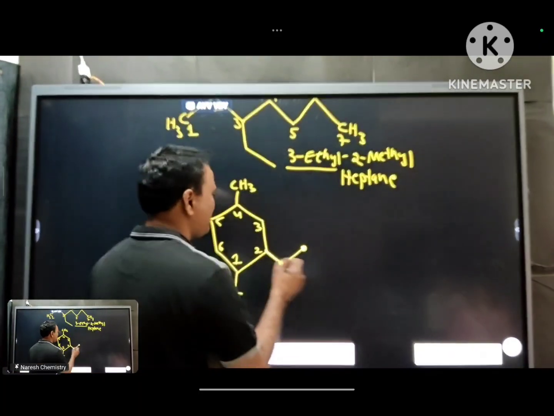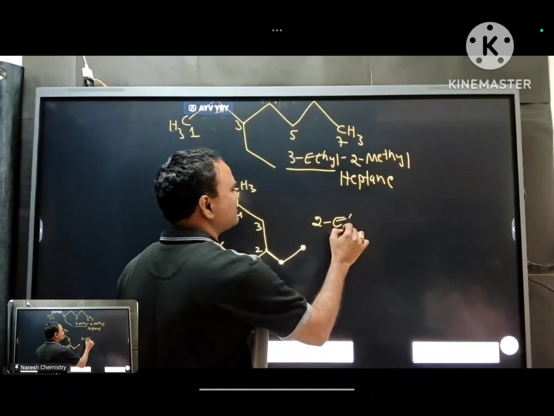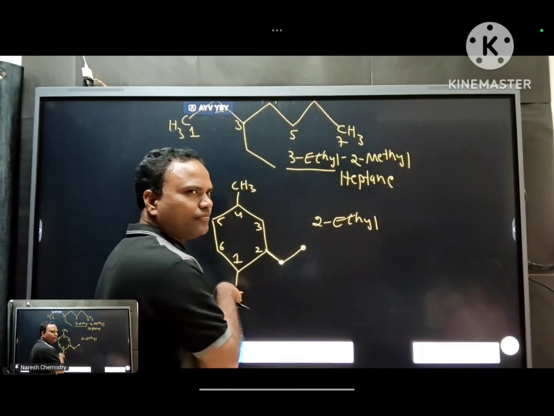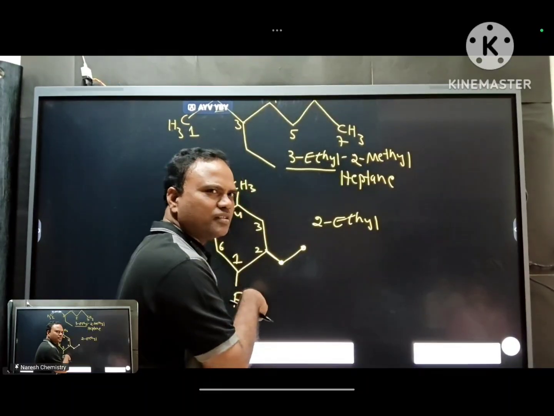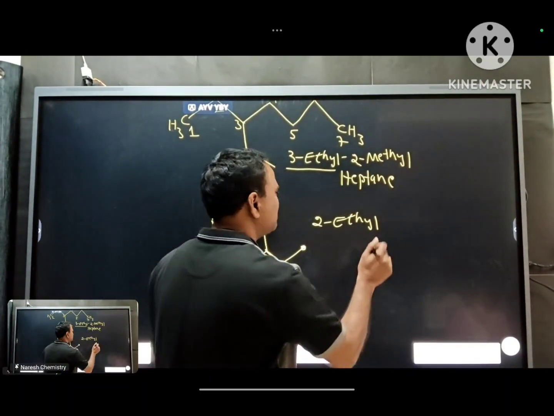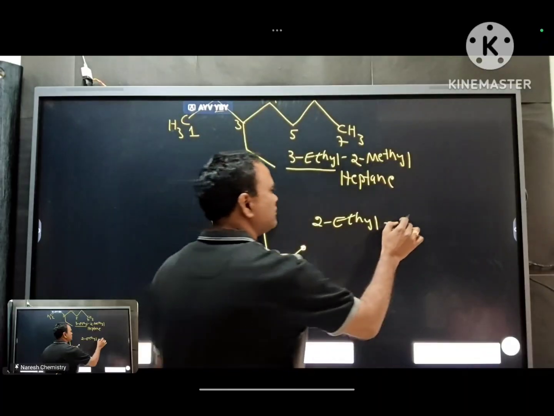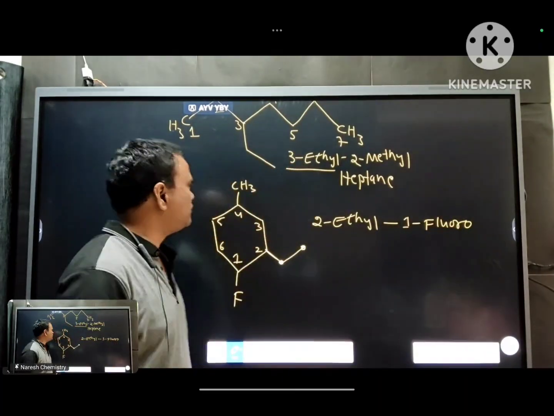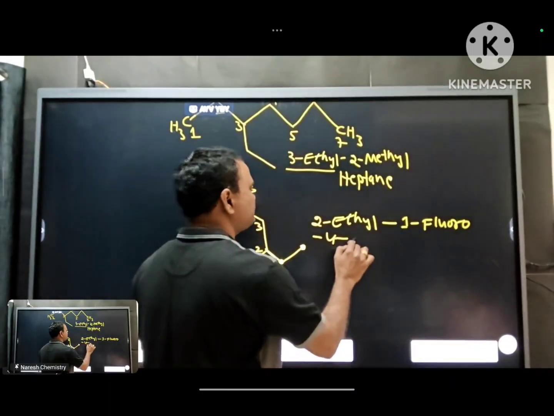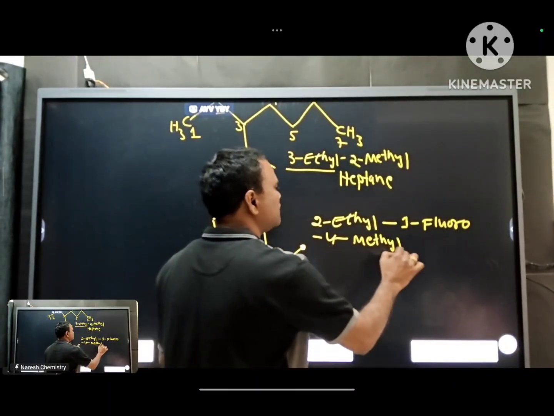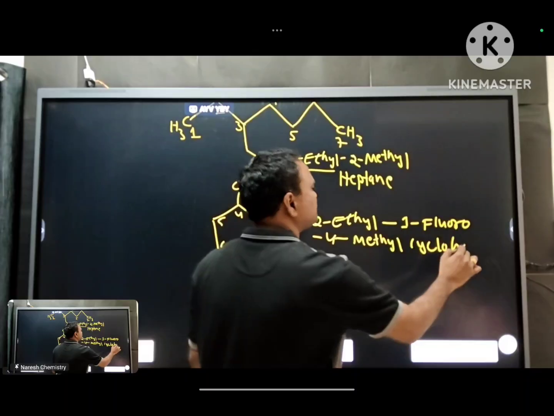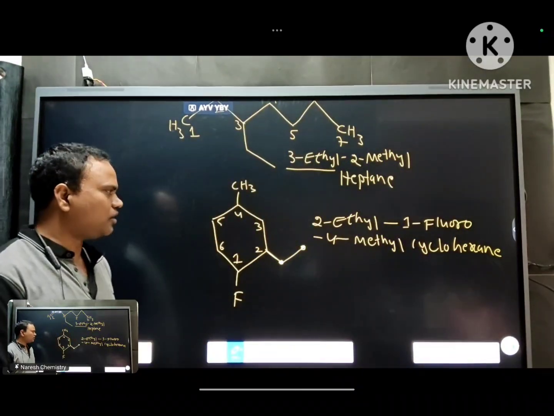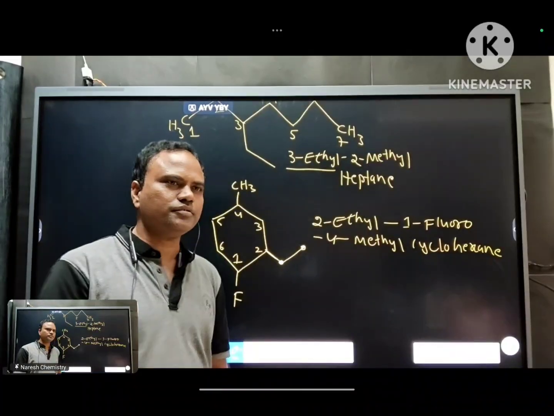Give the name for this. 2-ethyl, 1-fluoro, 4-methyl cyclohexene. Lowest locant rule. The alphabetical order rule is not followed here.